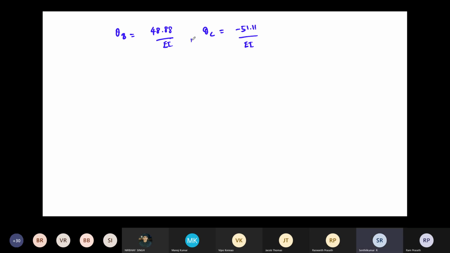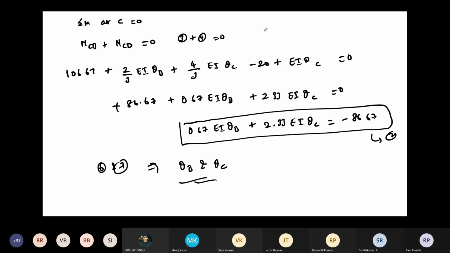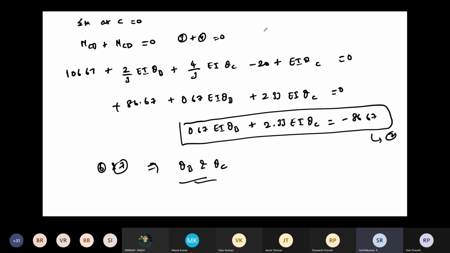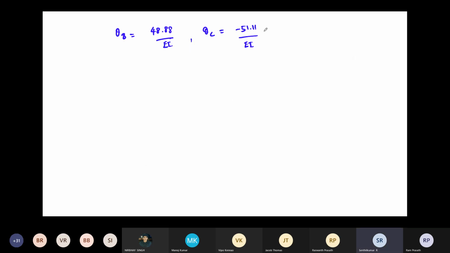Guys, no one has solved. At least you can solve now and check the answer. Let me know, is it correct or not? Equation number 6 and 7. Am I audible? Guys, am I audible?